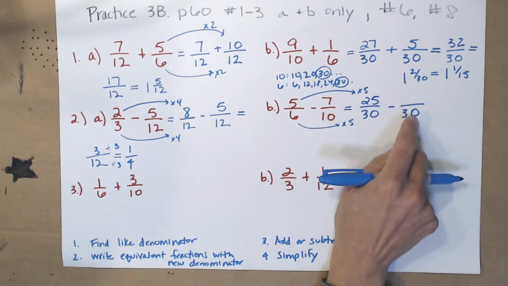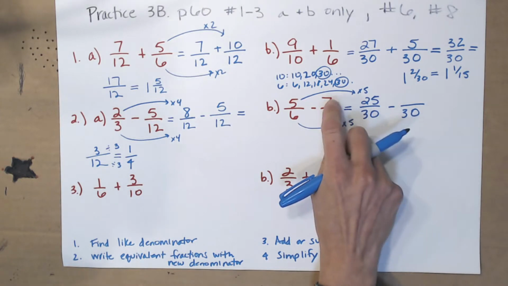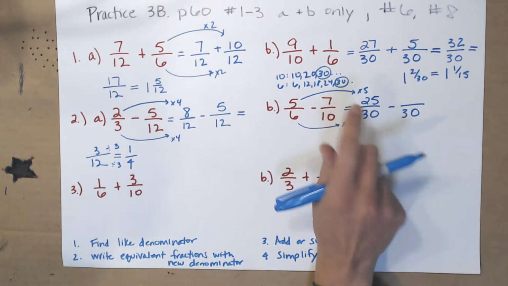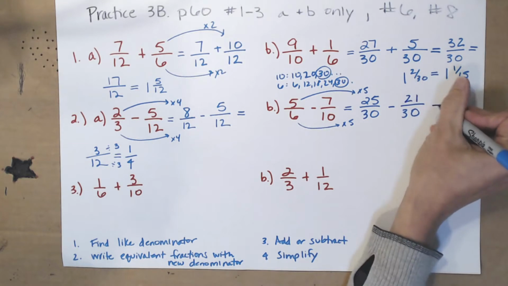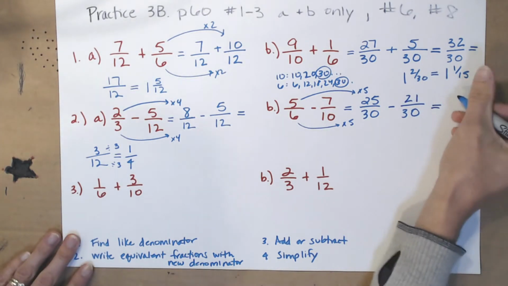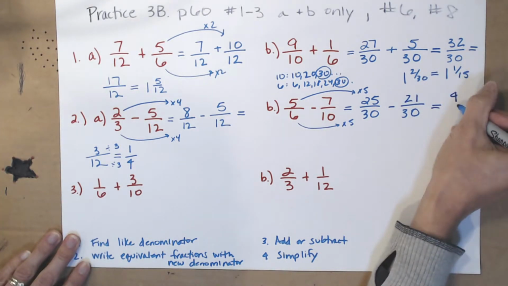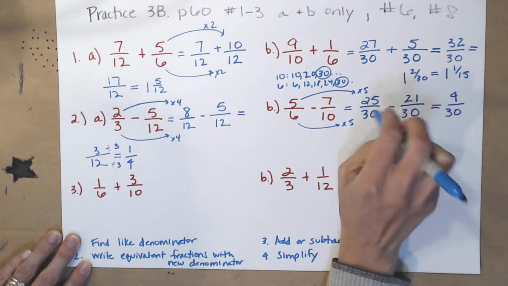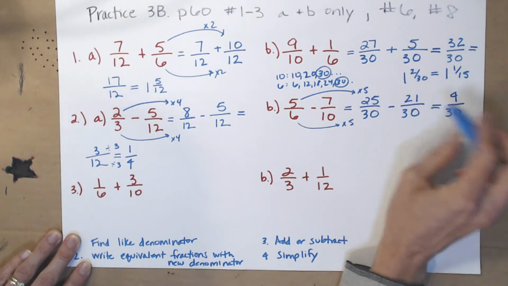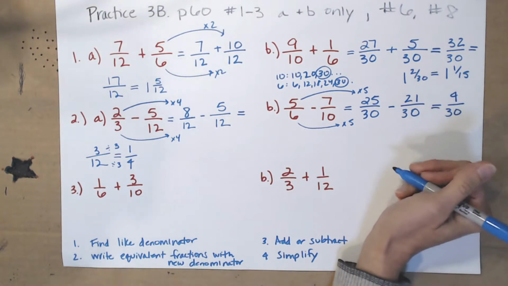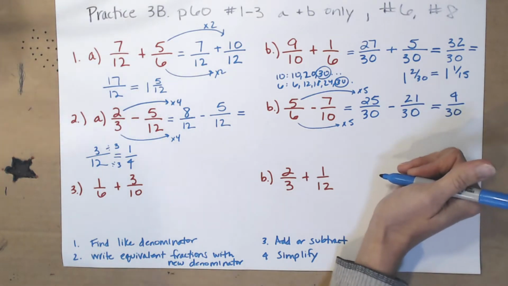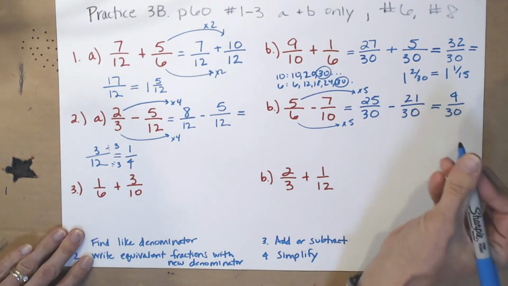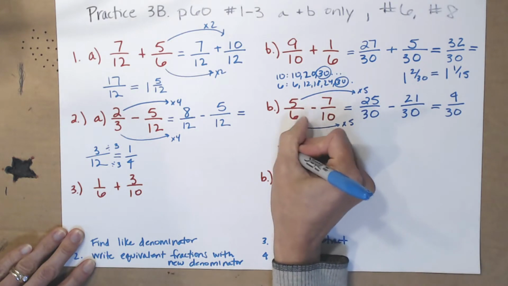Now we rewrite the 7/10 as 30ths. 10 times 3 would give us 30, so we need to do the same with the 7. 7 times 3 is 21. 25 30ths minus 21 30ths would be 4 30ths. Again, you just subtract the numerators, denominator stays the same. 4 30ths can be simplified because they're both even. So divide them both by 2 and you get 2 15ths.